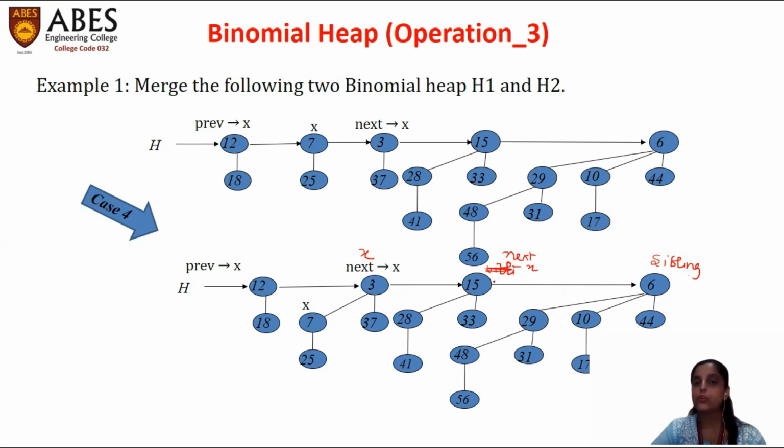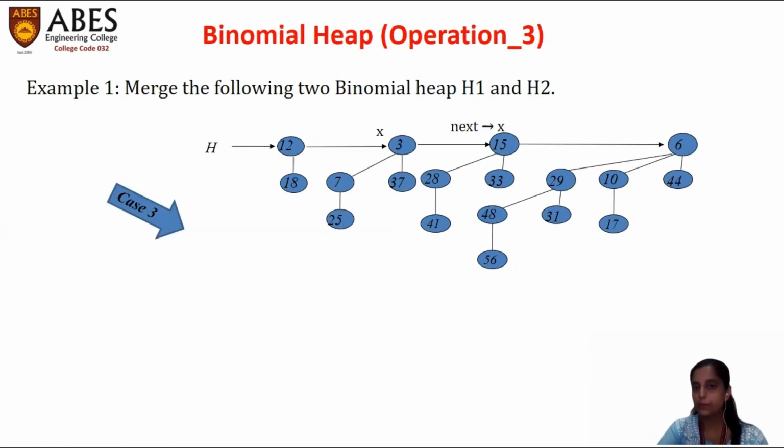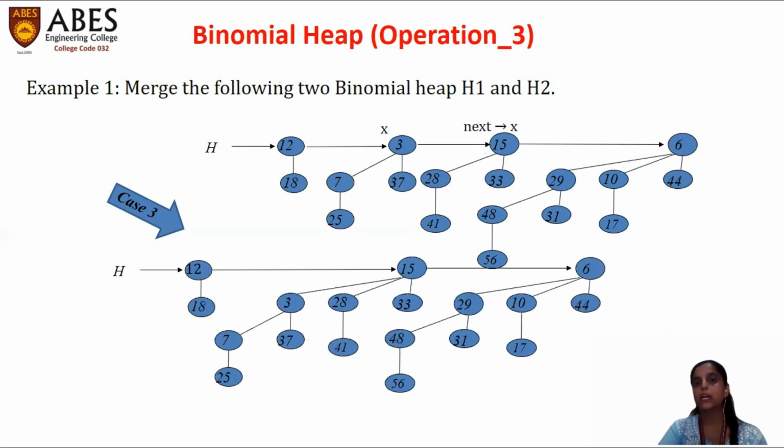Means we have to remove next x from the root node and attach it here. Means 15 will be attached here. When we apply case number 3 here, it will become like this. As you can see, the key value of 15 is greater than 3. So we have removed 15 from here and we'll apply 15 here.